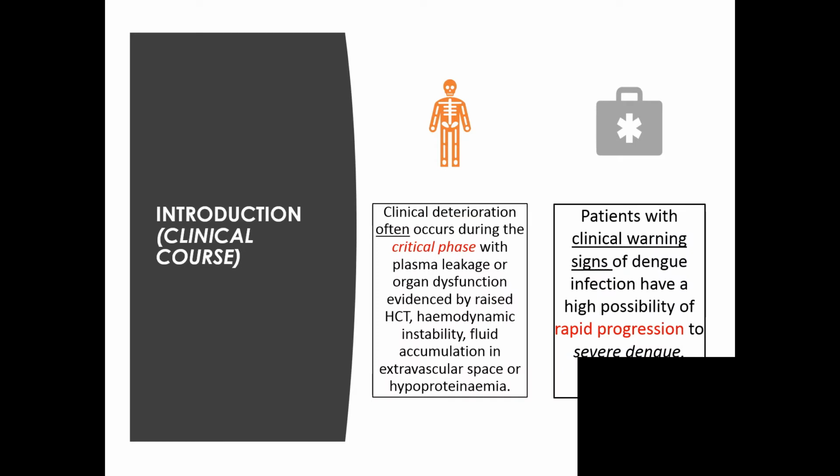Again, I would like to highlight that clinical deterioration often occurs during the critical phase with plasma leakage or organ dysfunction, and this is evidenced by raised hematocrit, hemodynamic instability, fluid accumulation in extravascular space, or hypoproteinemia. Patients with clinical warning signs of dengue infection have a high possibility of rapid progression to severe dengue.